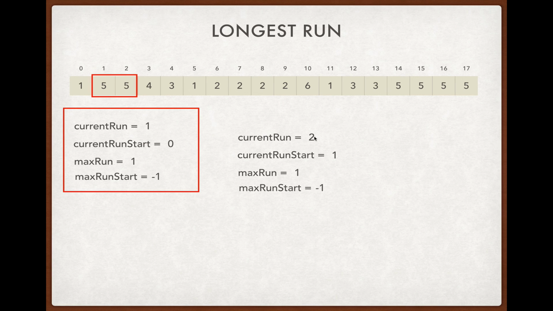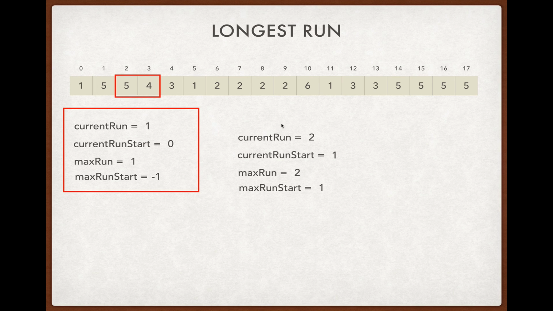After I've done that, I need to check, is my current run bigger than my maximum run? Yes, 2 is bigger than 1. So I change my max run, and I change my max run start. So what I'm saying is my maximum run now starts at 1 here. So next, and this is important, I'm going to move in my for loop to the next 2 numbers. So I'm comparing index 2 to index 3, and notice they don't match here.